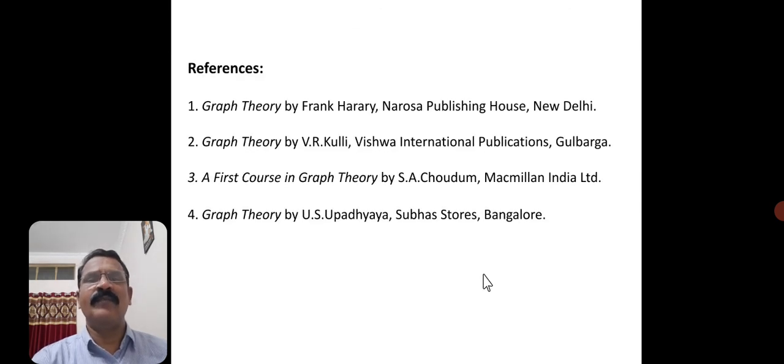So these are the books for reference. You can refer to any one of the books. Of course, Graph Theory by Professor V. R. Kulli. Though the topic of directed graphs is not mentioned in this book, the other topics are mentioned, so you can refer to that book also. The other books are Graph Theory by Frank Harary, A First Course in Graph Theory by S. A. Choudum, and Graph Theory by U. S. Upadhyay. If you want, you can refer to any of the books.